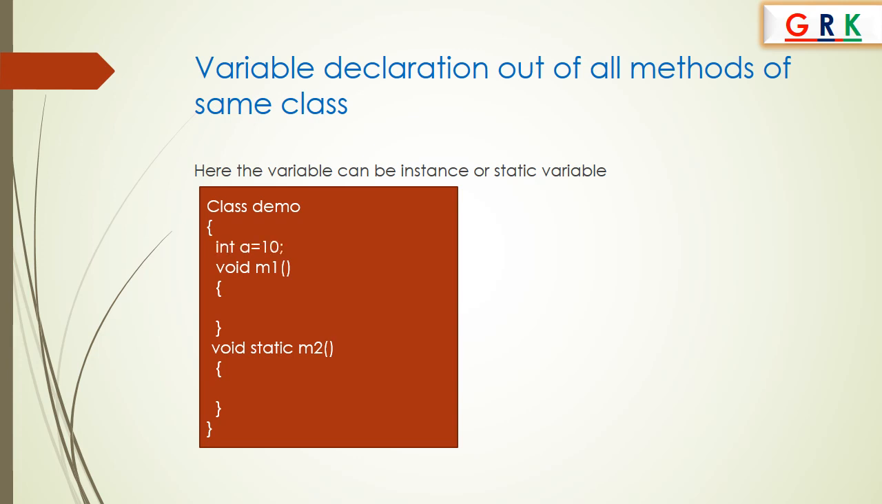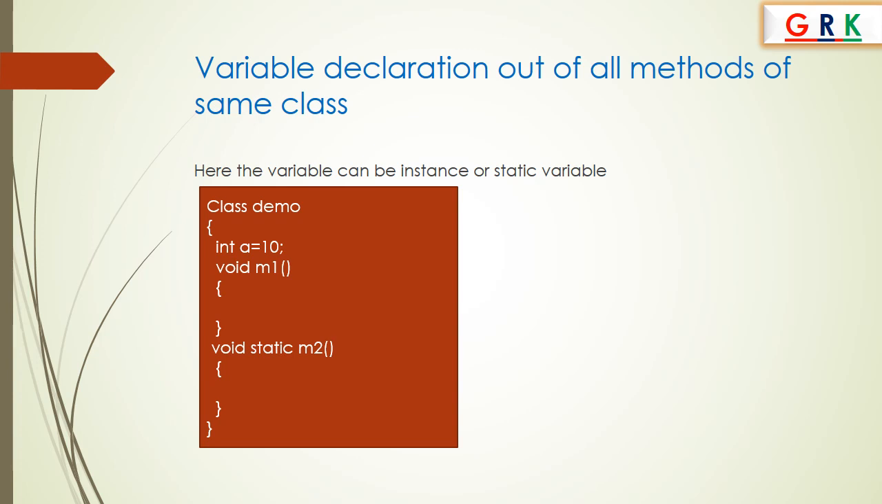Now I declared one variable a, which is not declared in any method, not in the m1 method, not in the m2 method. So outside of all methods but in the same class, that is, in the Demo class only, that variable is declared. Its variable type is instance, because the static keyword is not used, so by default that variable is considered an instance variable.